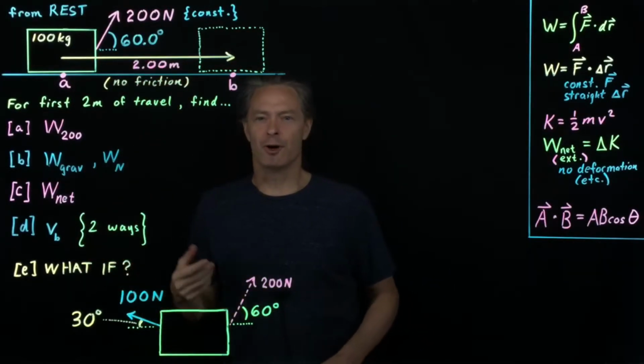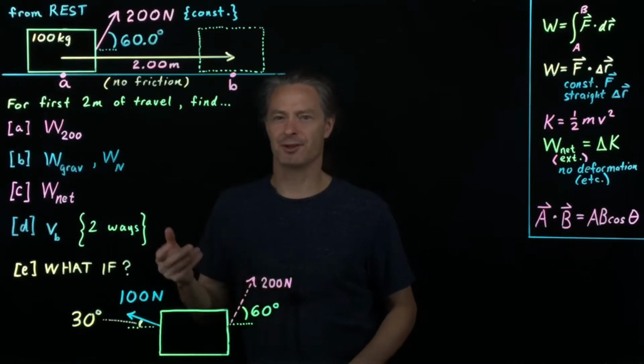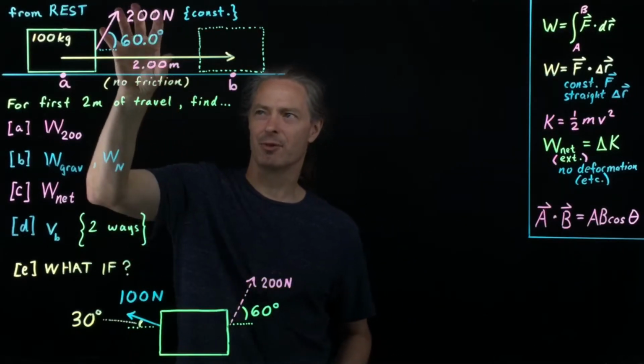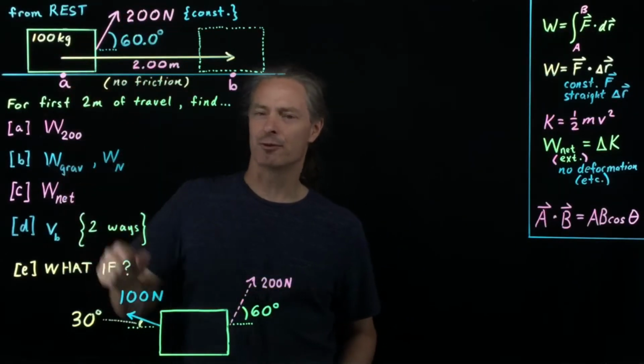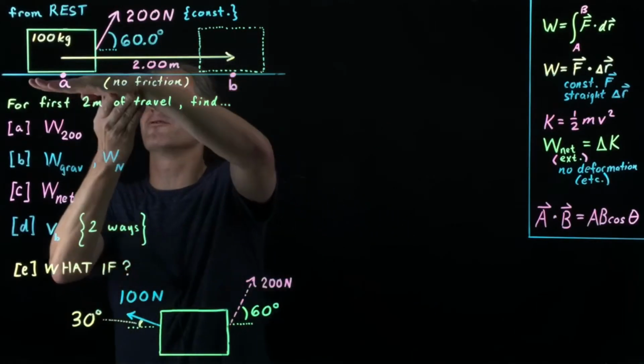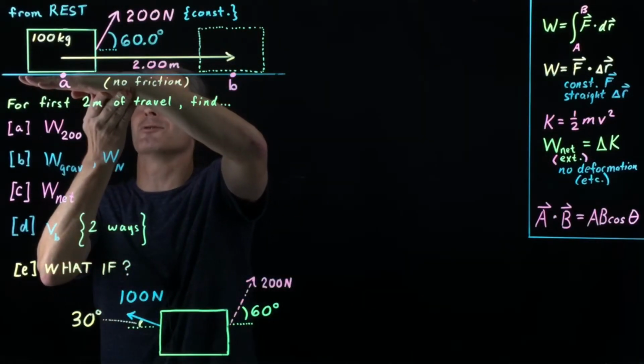Let's imagine there are no other applied forces to the crate, so that the only forces acting on the crate are this applied force shown here, the downward force of gravity, and the force that the floor exerts upward on the crate, the so-called normal force.